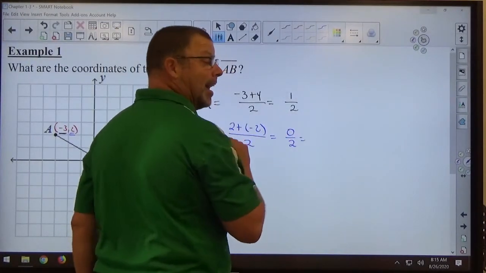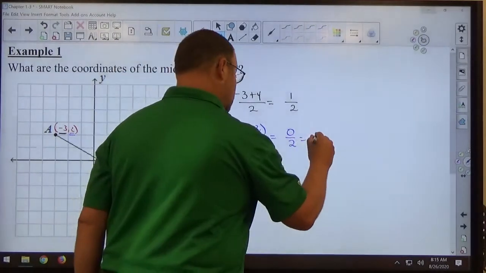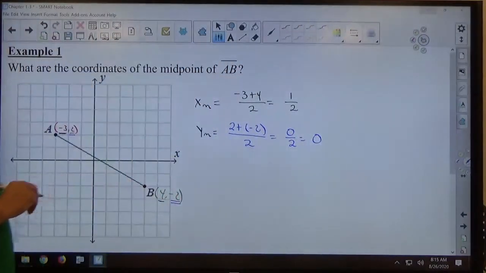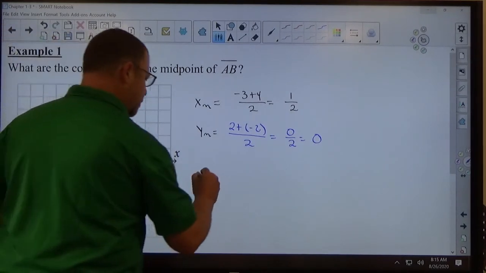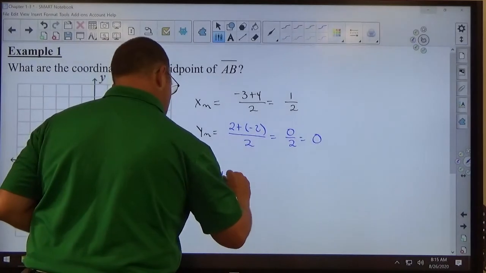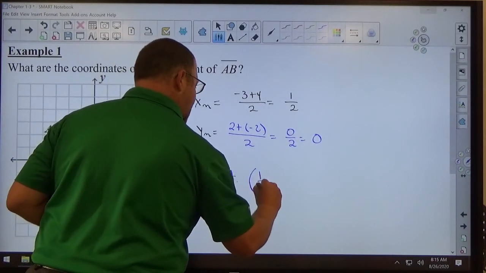And 0 divided by any number other than 0 is equal to 0. We'll deal with 0 divided by 0 in other classes. But 0 divided by anything but 0 is going to equal 0. So we have the x-coordinate of the midpoint is 1/2, the y-coordinate of the midpoint is 0, so the midpoint is going to be 1/2, comma 0.